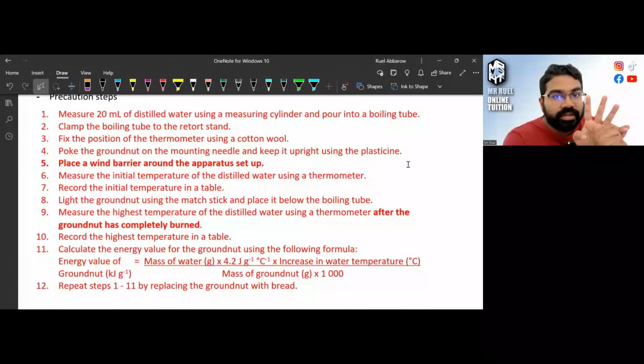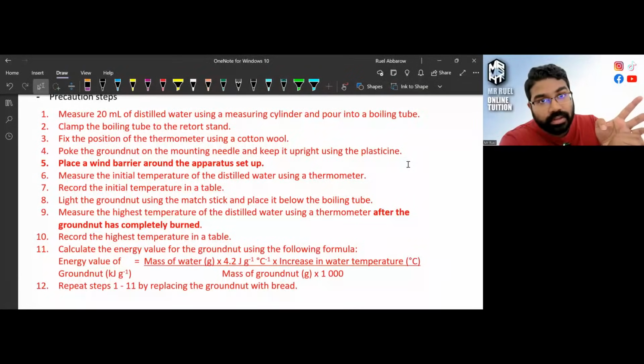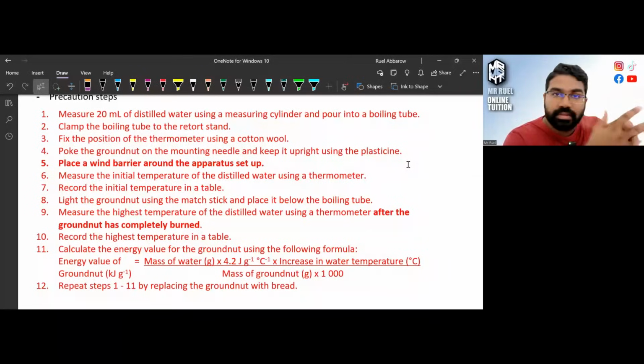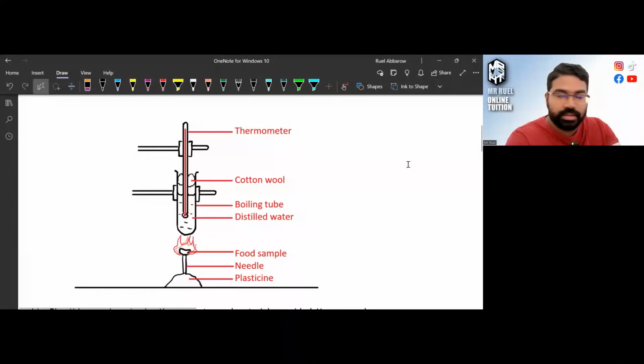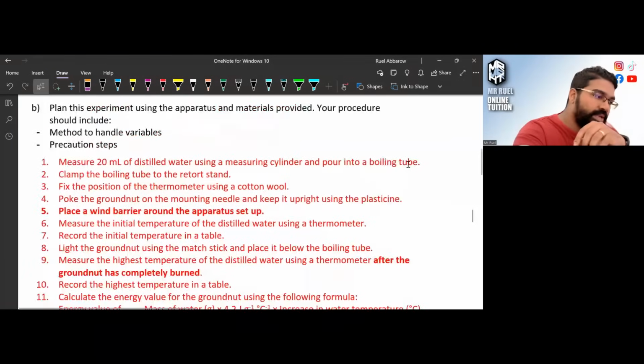Repeat sometimes may not be necessary, as I explained just now. Okay, so that's it. Don't worry. Diagram is your best friend. Use it. Okay. All right. So the procedure part is done.